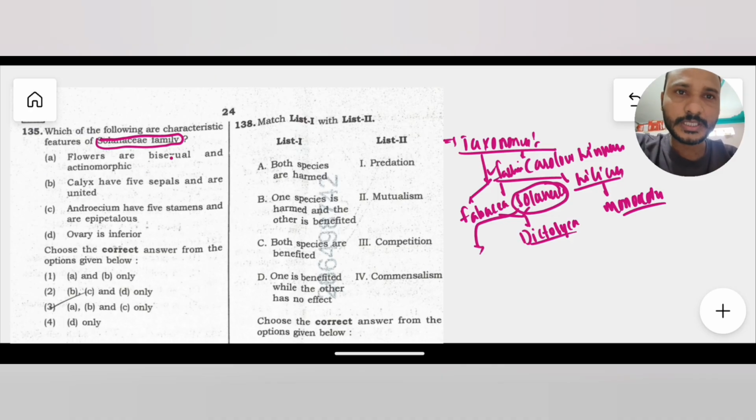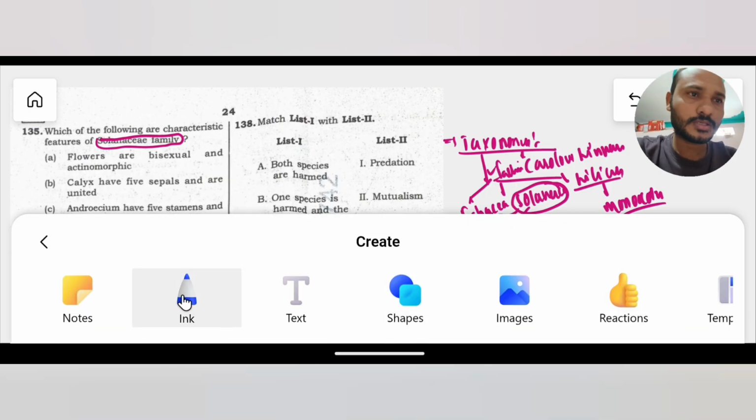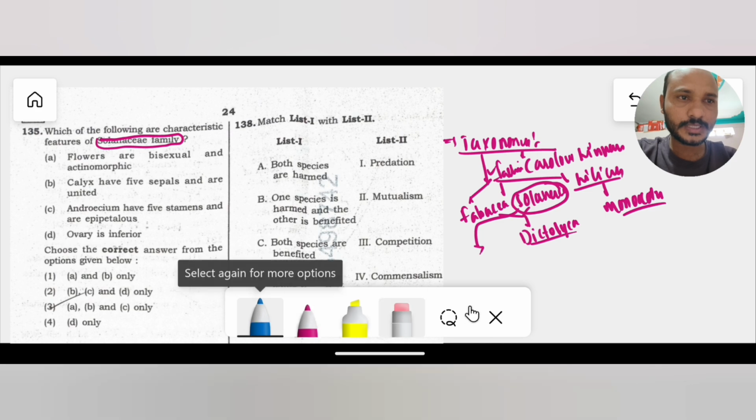Flowers are bisexual and actinomorphic. Calyx has 5 sepals, united. Androecium has 5 stamens and is epipetalous. Ovary is inferior. Before we analyze this, we first need to know the floral formula of Solanaceae. Then only can we easily identify which characters suit the Solanaceae family. Here I am writing the floral formula for Solanaceae.